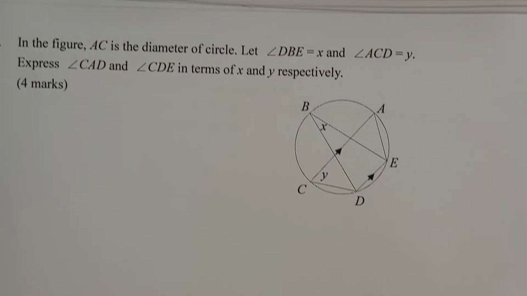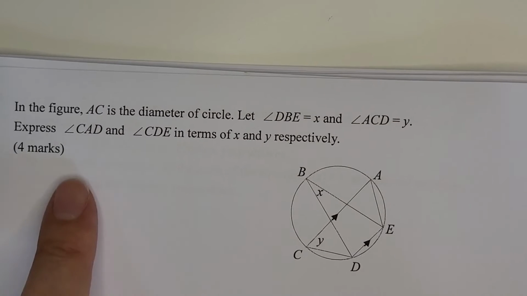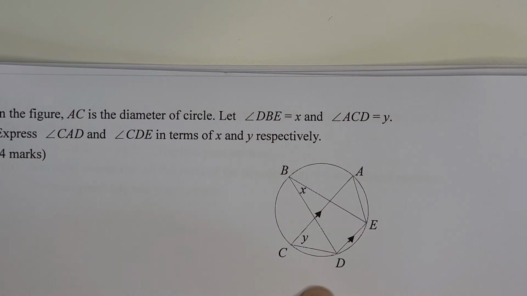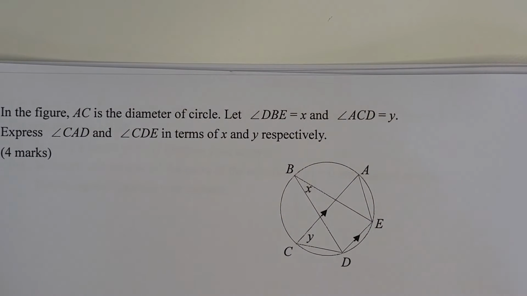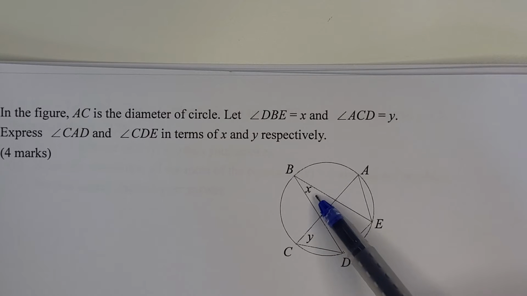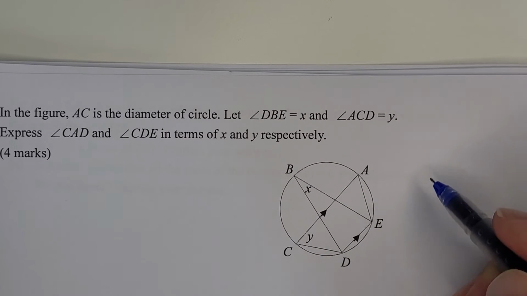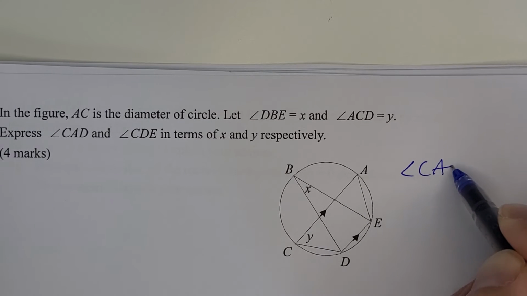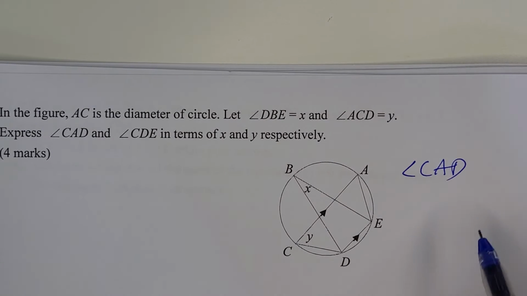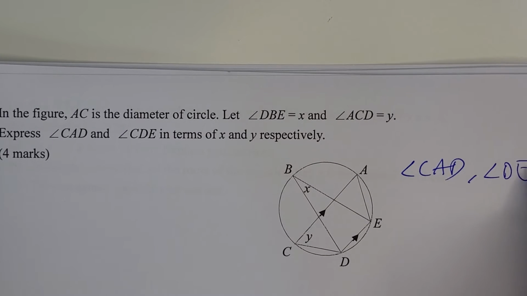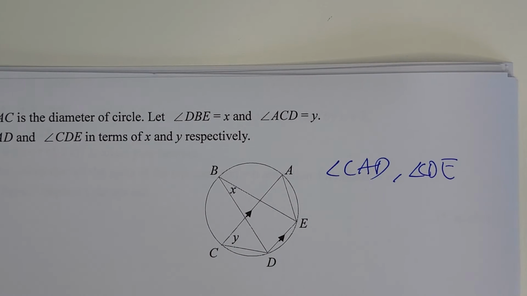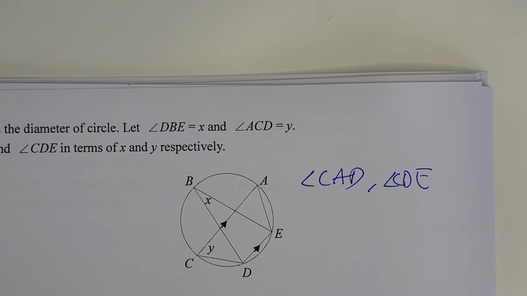For question number 7, in the figure, AC is the diagonal of the circle, and let angle DBE be x, angle ACD be y. Now you need to express two angles. One, angle CAD, and the second one, angle CDE, in terms of x, y respectively.